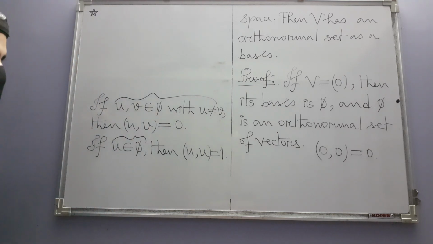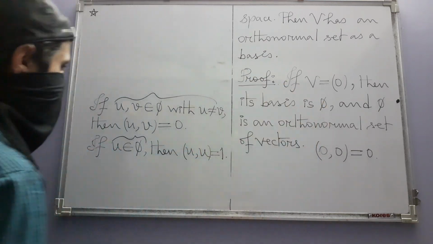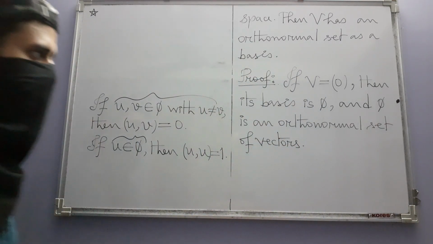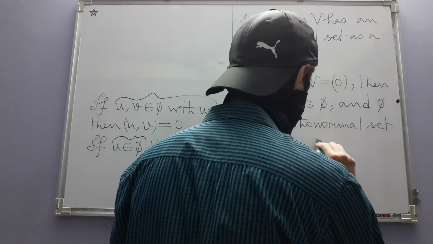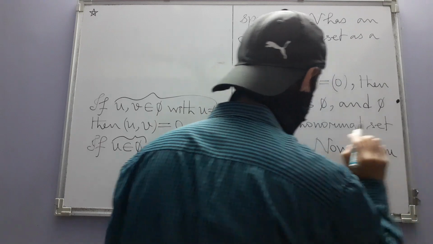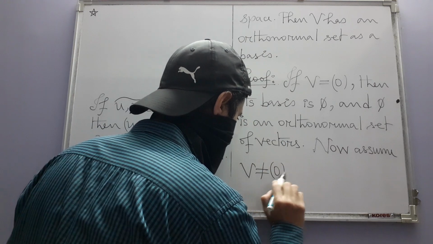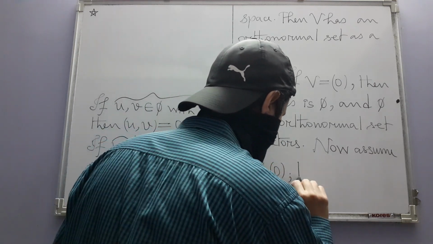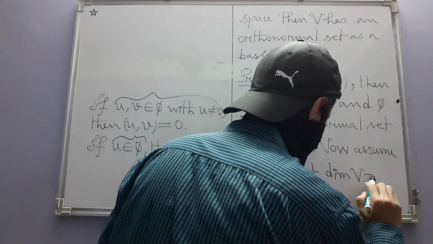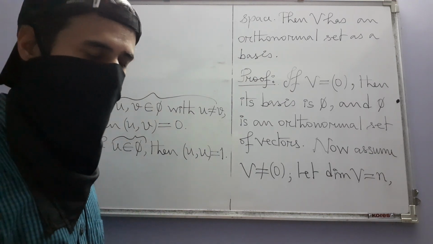Now we can see the other cases. The other cases means now we can go to non-zero vector spaces. Now, assume that V is non-zero. Let the dimension of V be n. So now n is a positive integer, not 0.